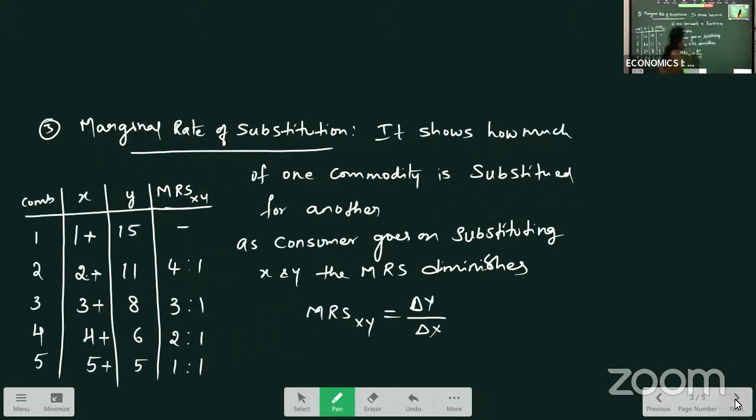Next one is marginal rate of substitution. What is marginal rate of substitution? It shows how much of one commodity is substituted for another. Means how much we are substituting. As consumer goes on substituting X and Y, the marginal rate of substitution diminishes, like we have seen with this example here. So how we calculate marginal rate of substitution? MRS XY is equals to delta Y by delta X.